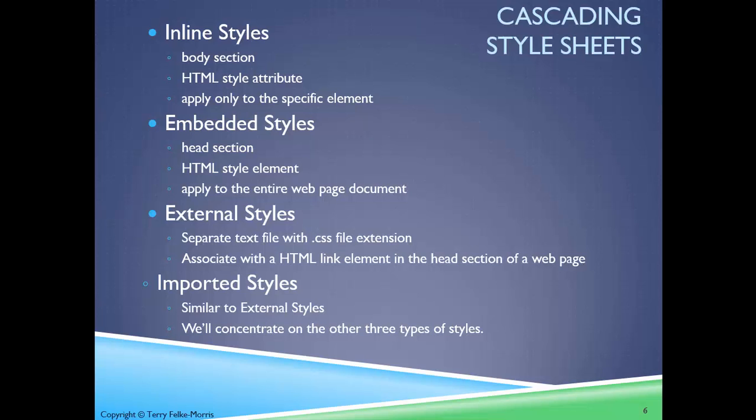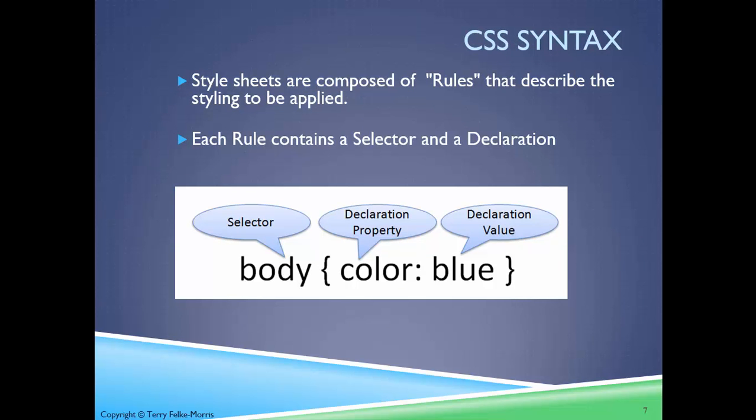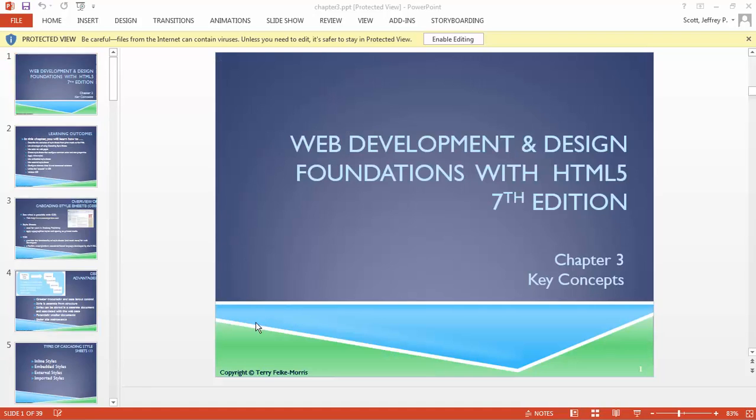Those are put in the head section between what are called style tags. You're going to see those in just a minute. If you take those style tags and you basically pull out all the stuff in between them and put it in its own document, those are external styles. You can also have imported styles, which we'll talk about a little bit at the end. All right. Before I get into the syntax, let's look at an example of each one of these.